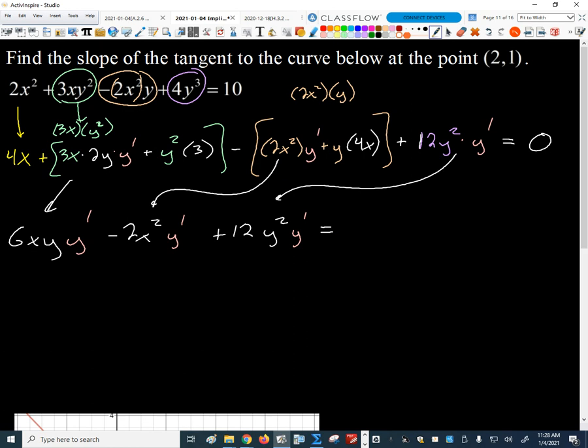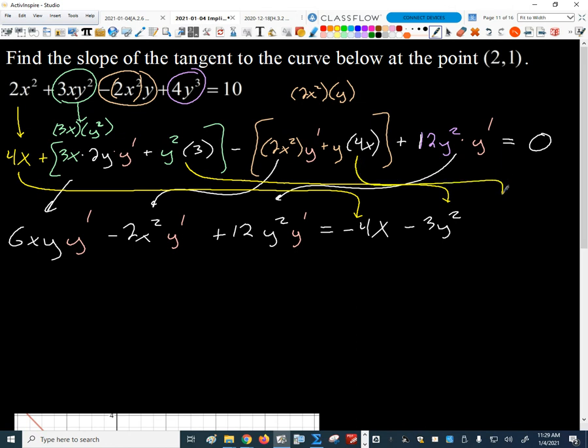So this one right here goes over there, right? And that's just going to give us a minus 4x. We're going to subtract it to this side. This one right here will subtract to the other side, and we'll get a minus 3y squared. And this term right here, this is already negative, isn't it? Right? So we're going to add that term to both sides, because when I distribute the negative, it becomes negative. And so we end up with a plus 4xy.